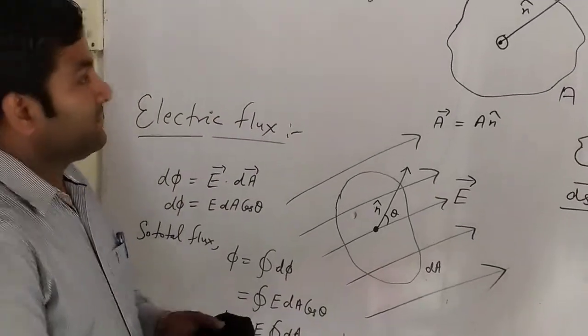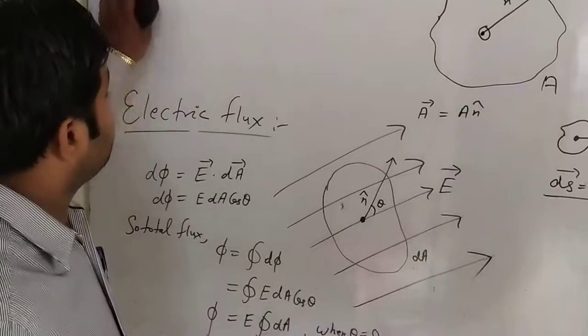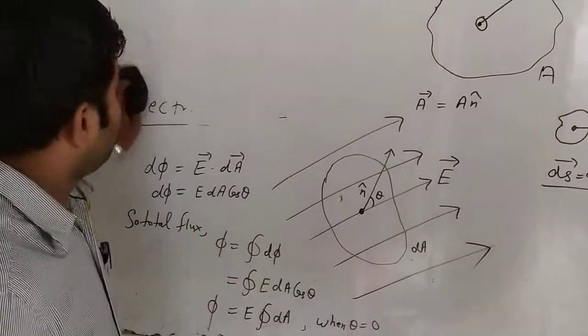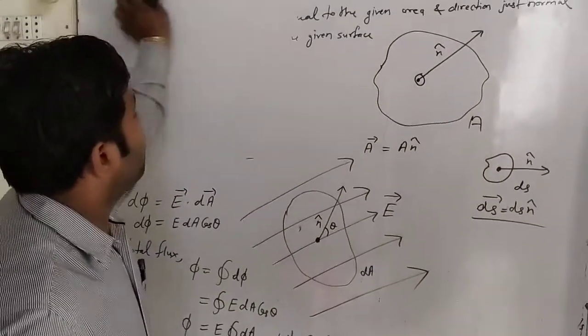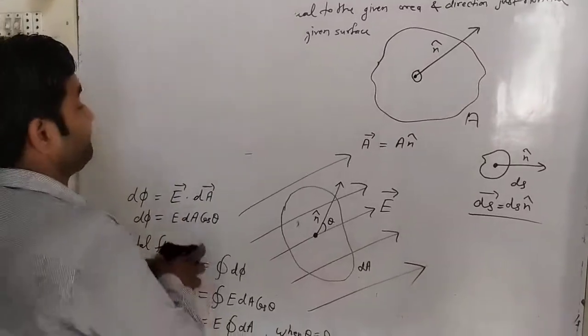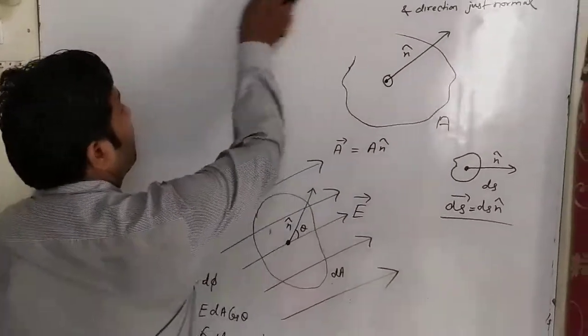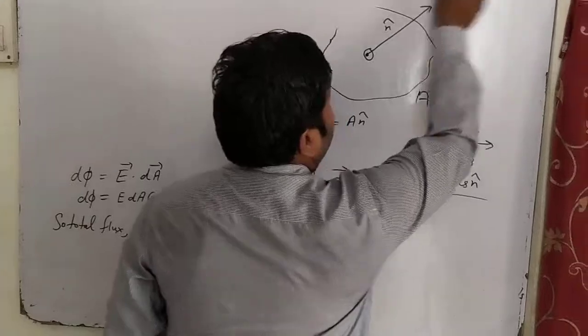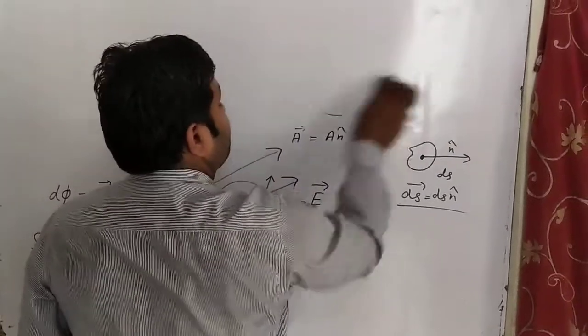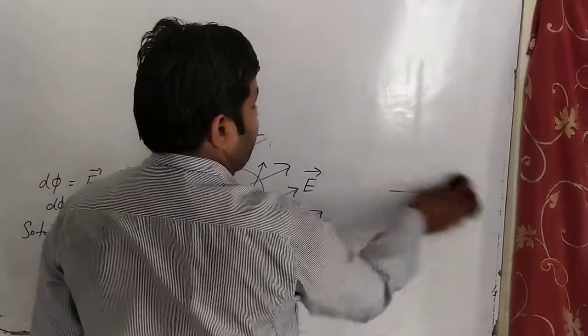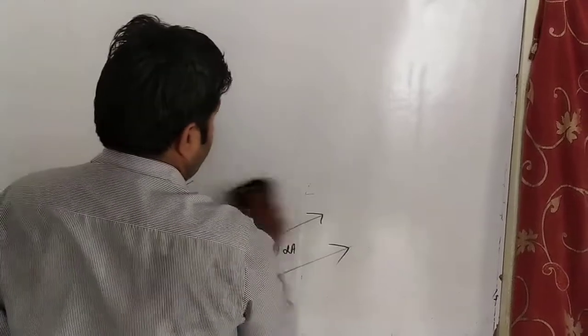There are so many examples of the turning effect of force. We will derive the formula for the turning effect in the case of an electric dipole held in a uniform electric field. It is a very simple derivation, and it depends upon the diagram. Once the diagram is clear, you can derive it very easily.